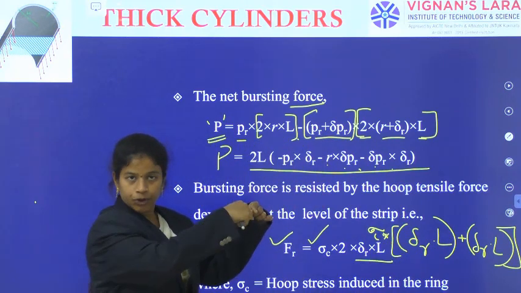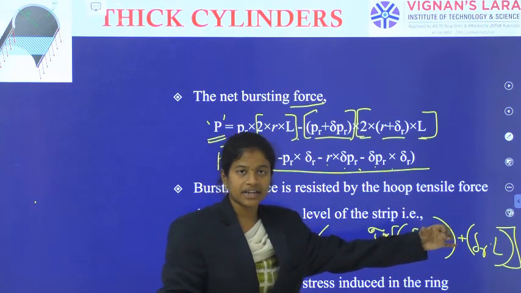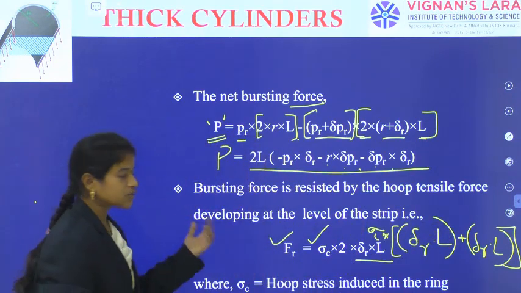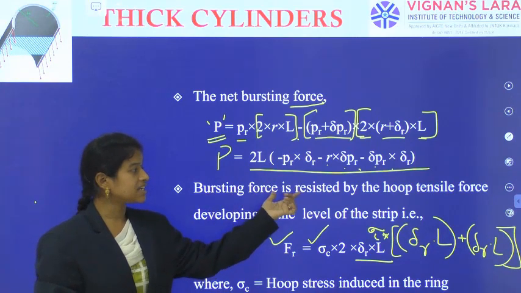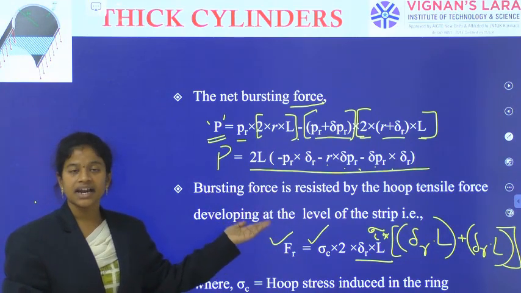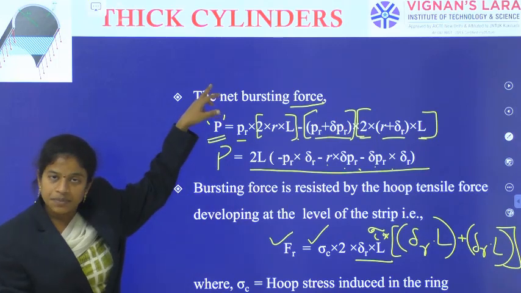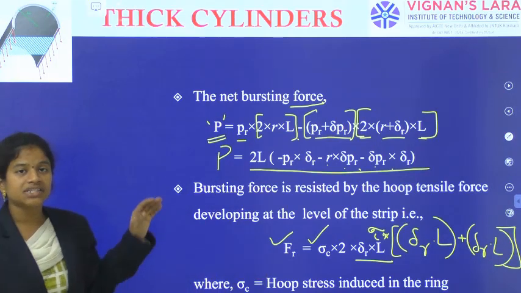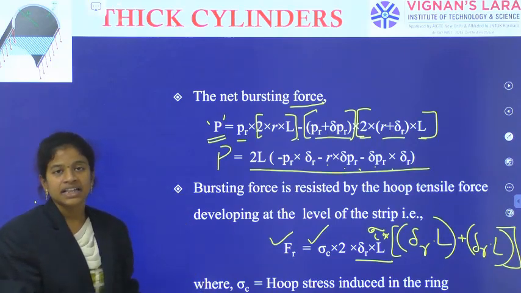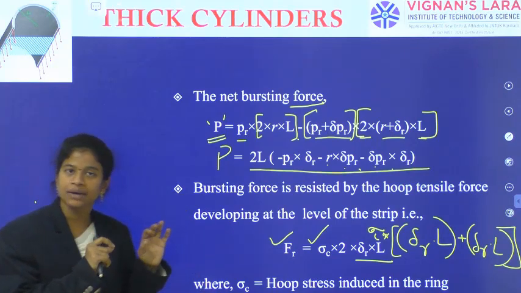So sigma c into one rectangle strip. Here also one rectangle we have observed. So using these two answers, you can calculate how the bursting force is being resisted, and the resisting force is this quantity. Now, for the equilibrium condition, however much bursting is happening, that much resistance has to happen to keep the body as it is.